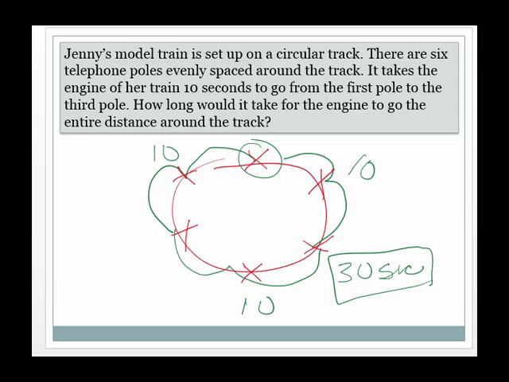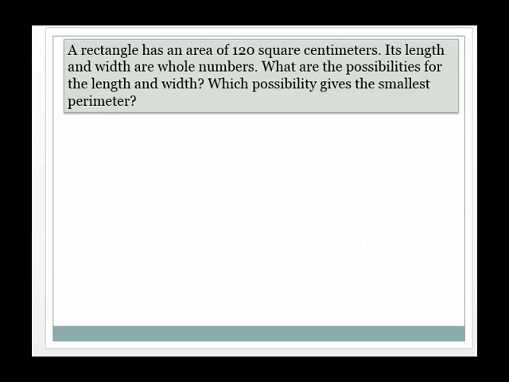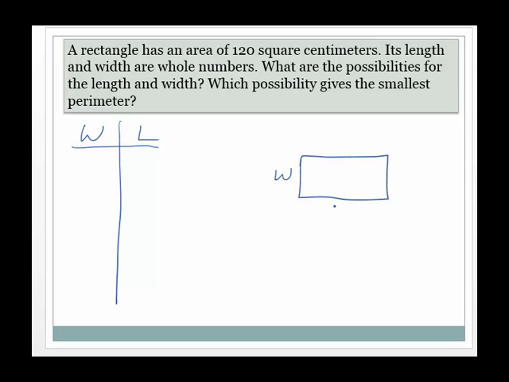Now let's look at one where drawing a picture might not help a whole lot, but a systematic list will probably help us. A rectangle has an area of 120 square centimeters. Its length and width are whole numbers, so there's no fractions or decimals. What are the possibilities for the length and the width? Well, here we go. We have a width and we have a length, and the area has to be 120. You probably remember, if we talk about a rectangle like this, the width times the length gives us the area, and like we said, the area has to be 120 square centimeters.